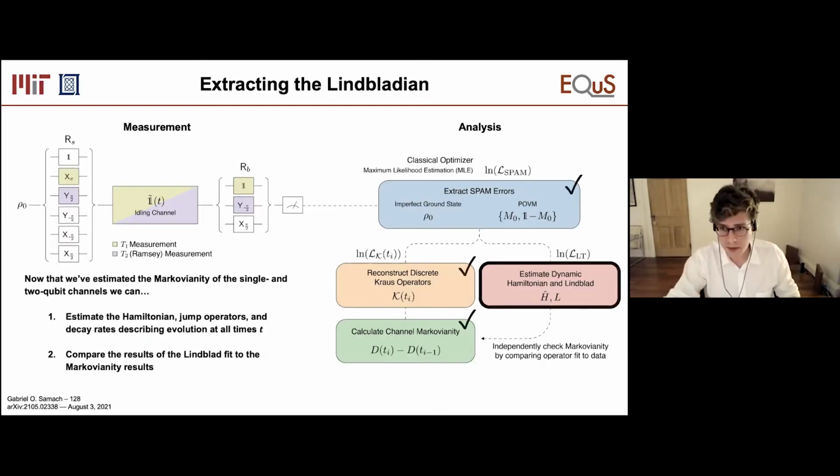Okay, so we extracted the Krauss operators, we extracted our SPAM errors, we've looked at the degree of Markovianity in the channel. Now we can actually get to the star of the show and estimate the dynamic Hamiltonian and Lindblad operators, which correspond to our qubit evolution. So to do this, we're going to estimate these operators, which describe evolution of this channel for continuous time t. And then we can compare the results of this Lindblad fit to the Markovianity results in a way that should be clear in a couple slides as a complementary check on our Markovianity metric.